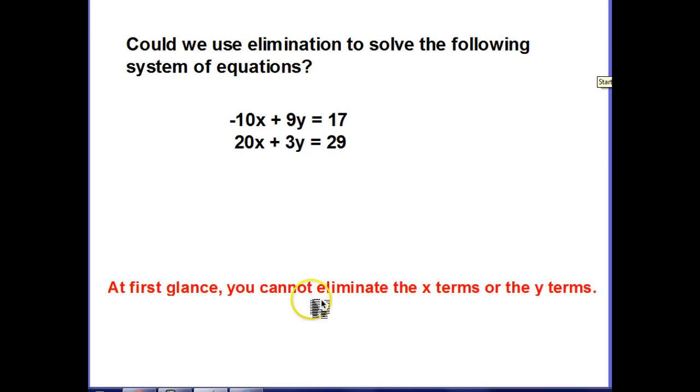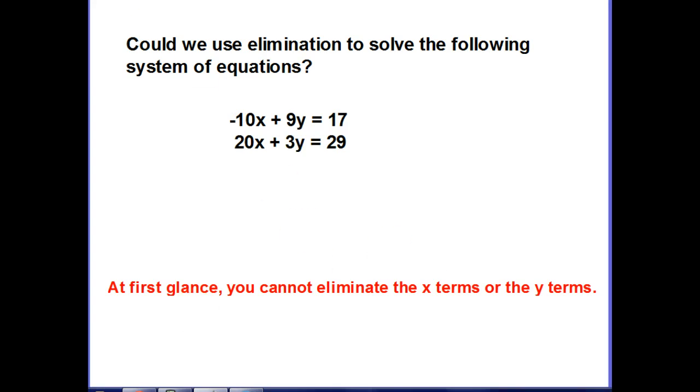However, let's take another example. Could we use elimination to solve the following system of equations? At first glance, we can't eliminate the x terms or the y terms. If we try to eliminate the x terms, negative 10 plus 20 is going to give us positive 10x, so that doesn't work. Or we could try to eliminate these two: 9y plus 3y is going to give us a total of 12y. So unfortunately, that's not going to work either.